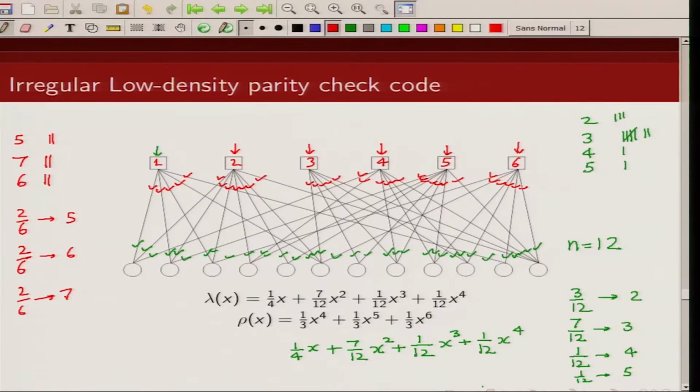So, then we can write the row distribution as 1 by 3 x raised to power 5 minus 1, that is 4, plus 1 by 3 x raised to power 6 minus 1, that is 5, plus 1 by 3 x to power 7 minus 1, that is 6, and that is precisely what I have written here. Okay. So, to describe an irregular LDPC code, we need to describe these 2 degree distributions, namely the column degree distribution and the row degree distribution.